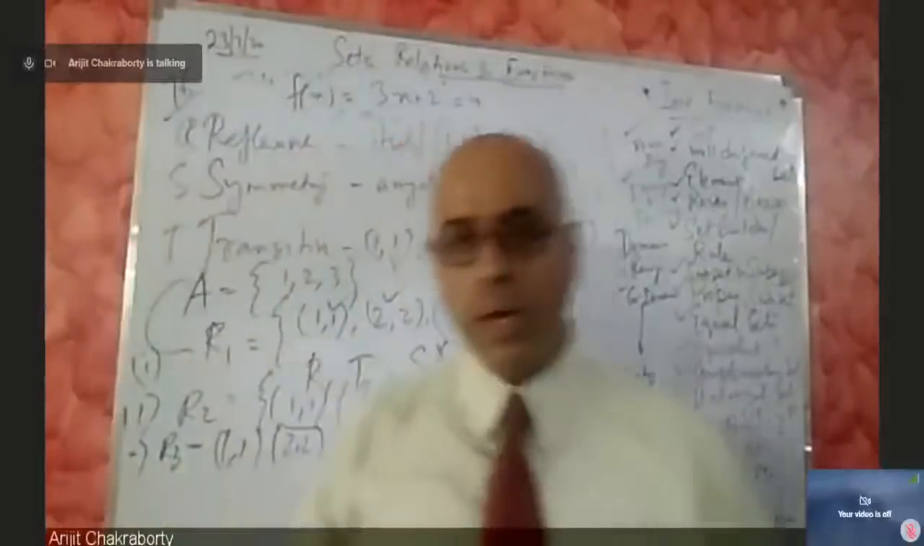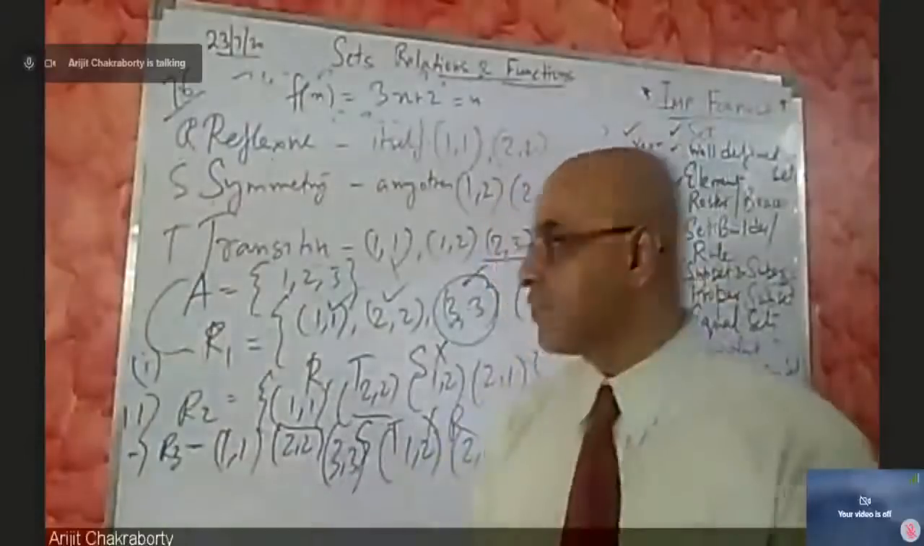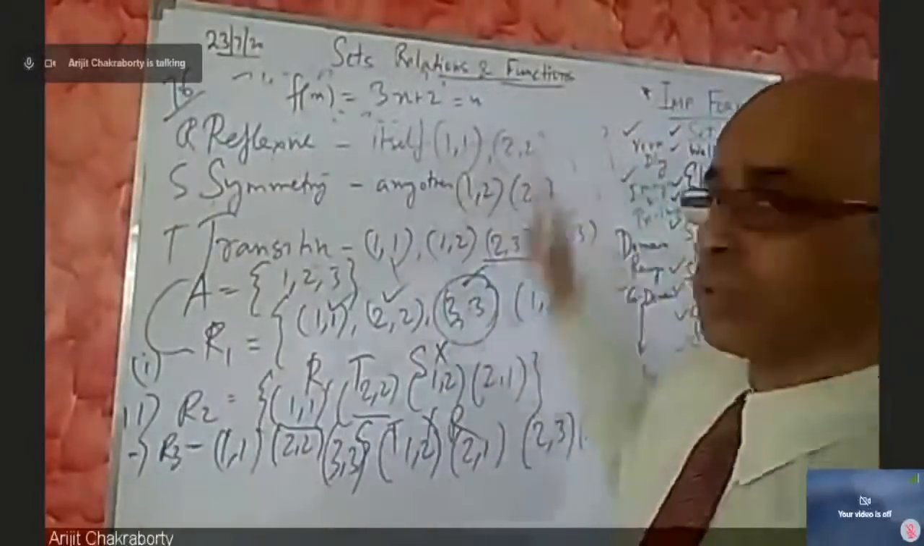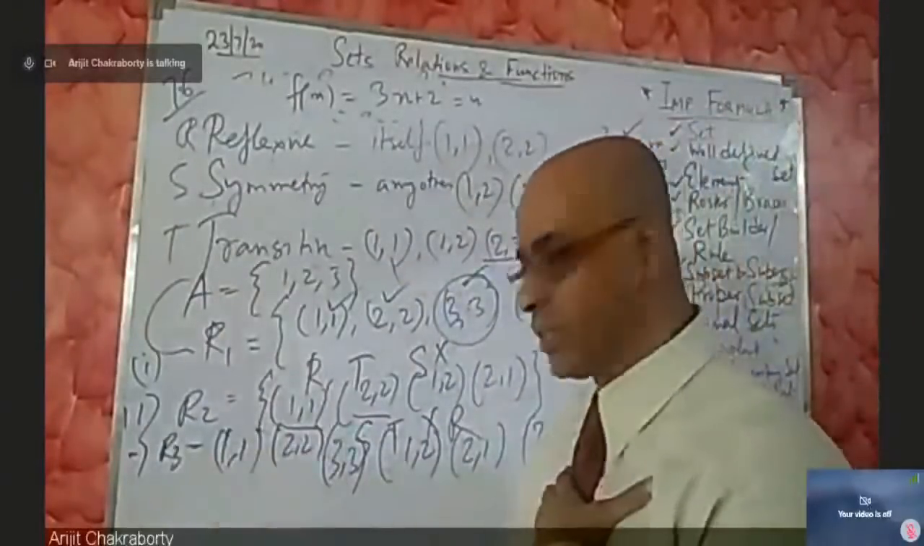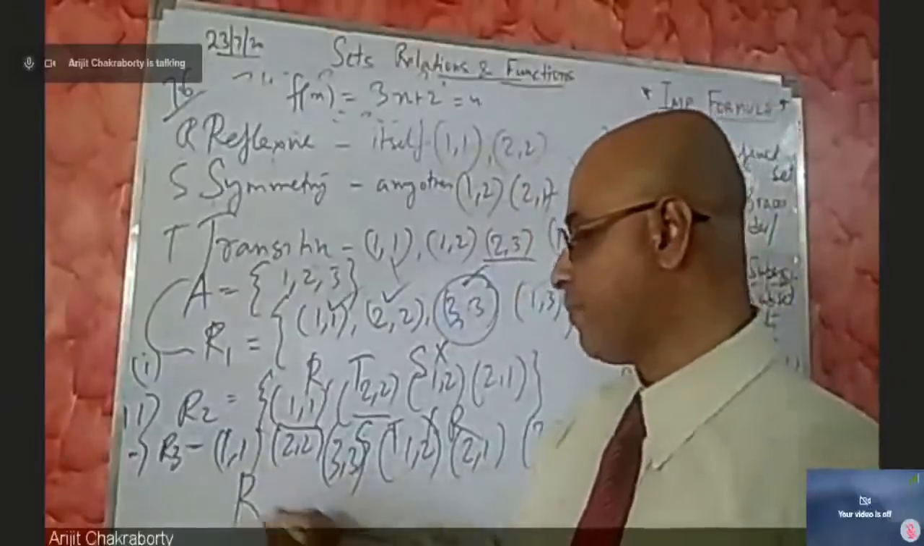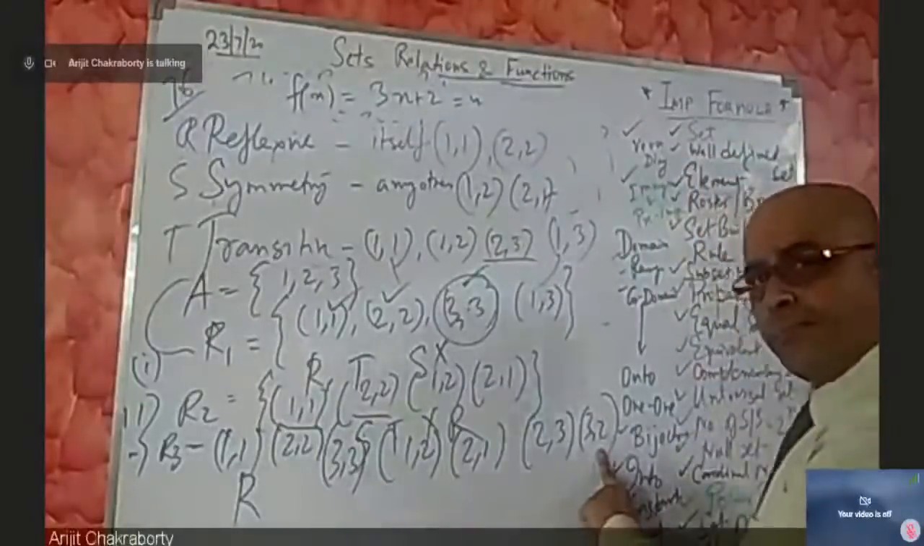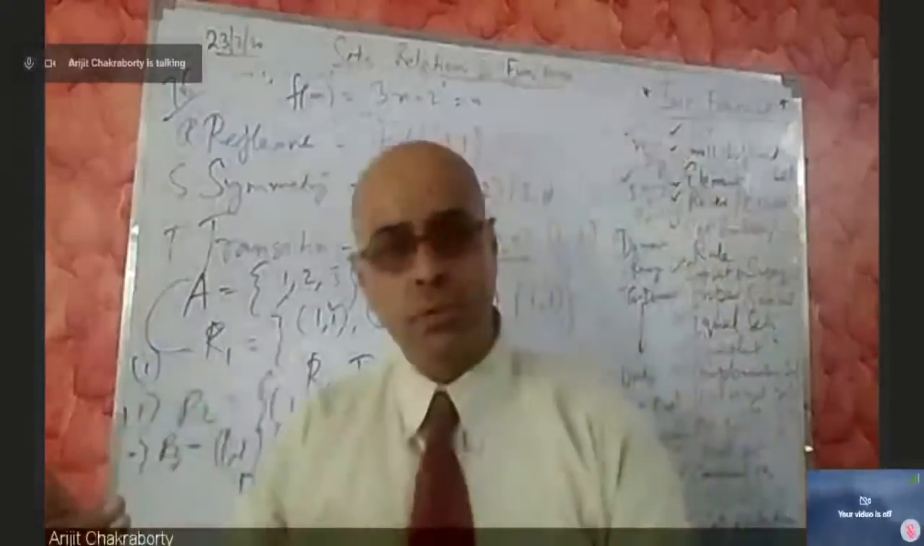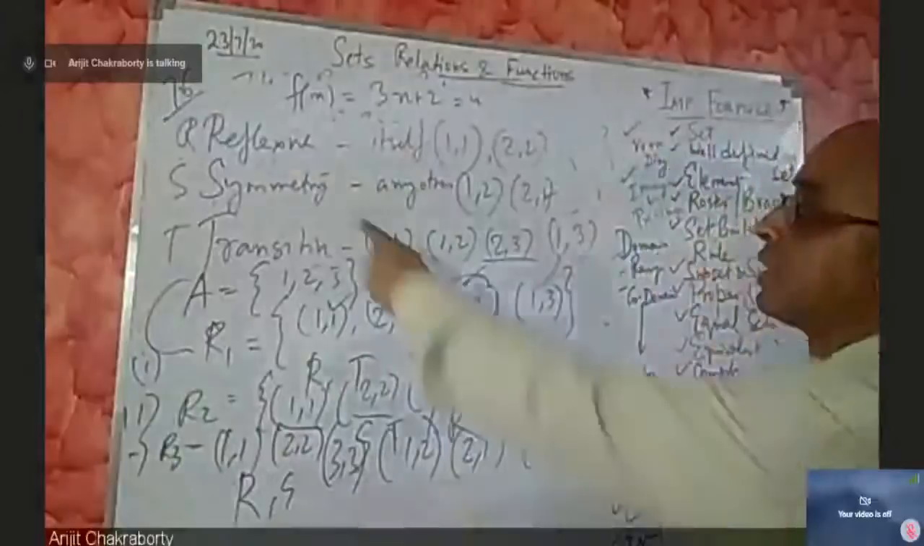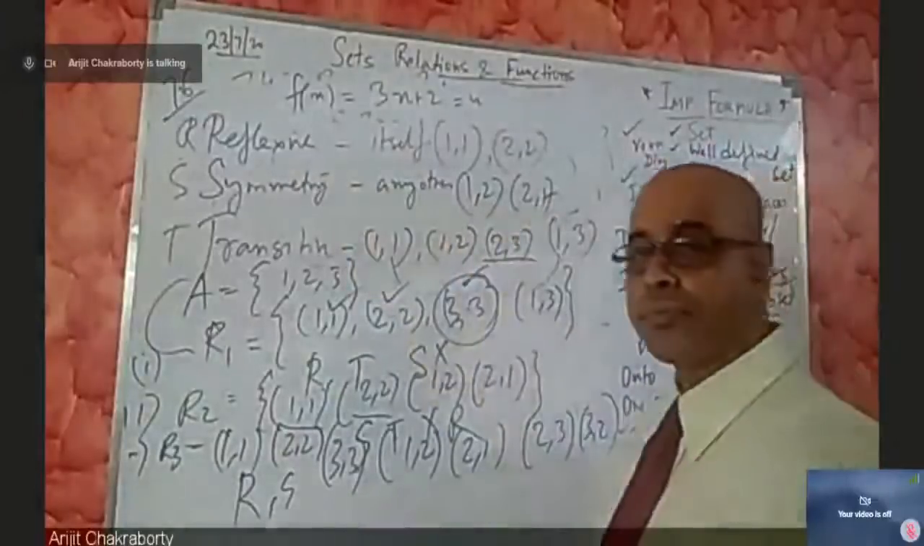So first of all, please note 1,1, 2,2, 3,3. It is reflexive because reflexive means 1,1, 2,2, each element is related to itself. So it is reflexive. Then 1,2, 2,1, 2,3, 3,2. So it is symmetric also. It is symmetric because symmetric means 1,2, 2,1.